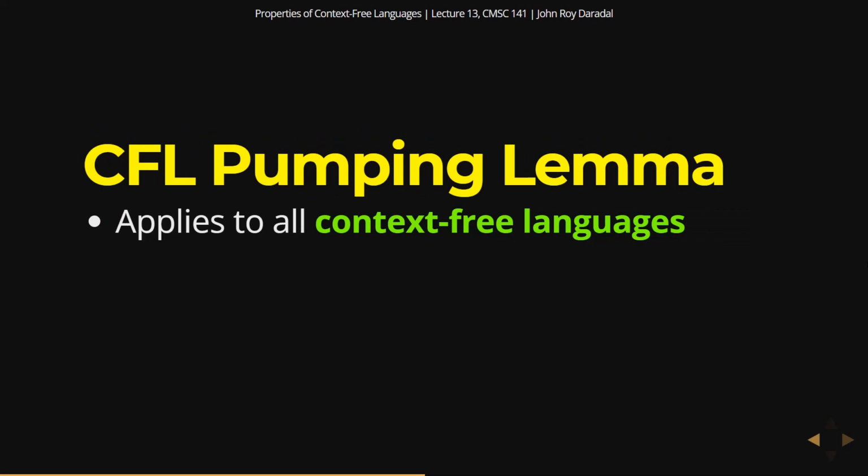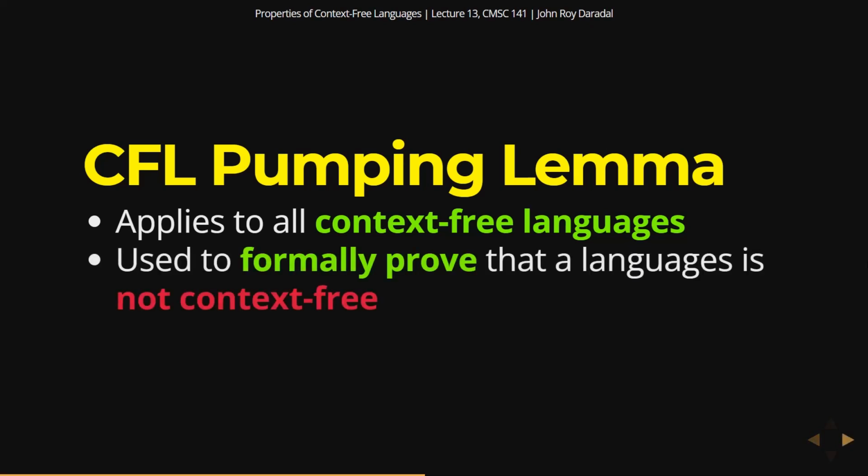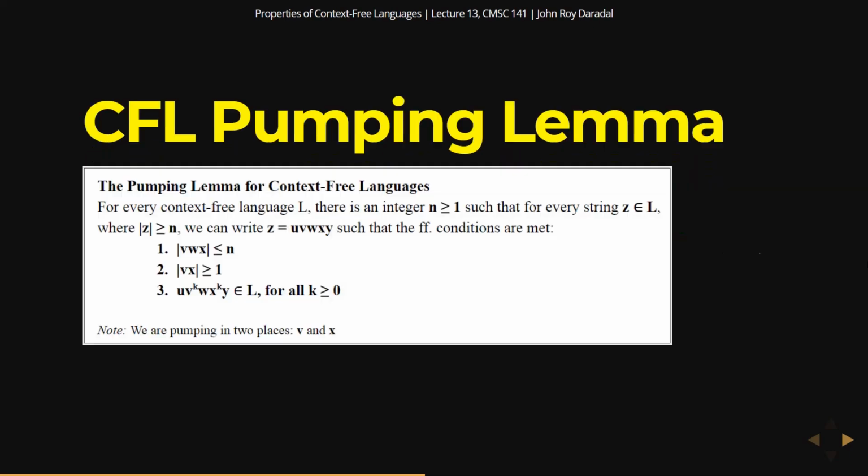So how about the pumping lemma for context-free languages? The CFL pumping lemma applies to all context-free languages. It's used to formally prove that a language is not context-free. So here is the pumping lemma for context-free languages. Let's read it slowly. For every context-free language L, there is an integer n greater than 1, such that for every string z that's part of the language, where the length of z is greater than or equal to n, so it's sufficiently long, we can write z this time into 5 parts, u, v, w, x, y, such that the following conditions are met.